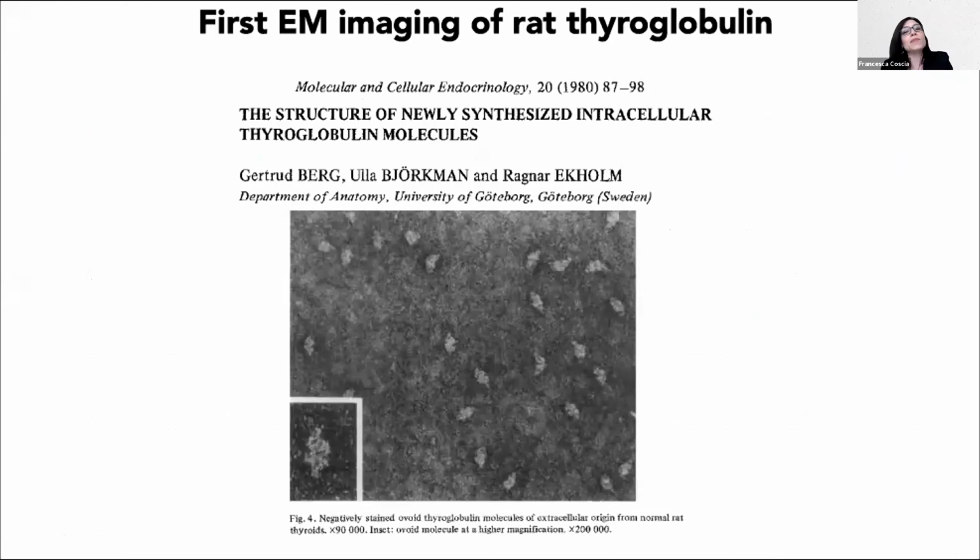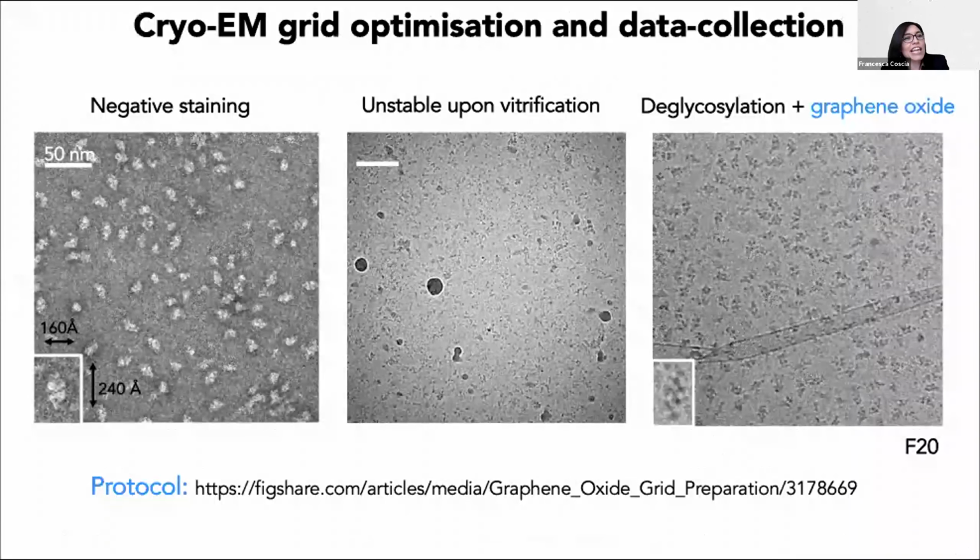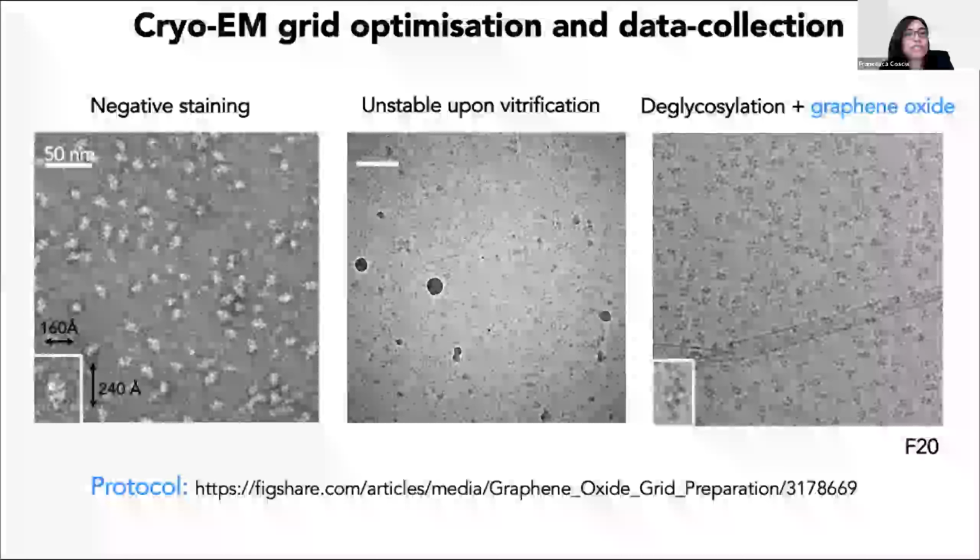So the first EM imaging of thyroglobulin happened in the 80s, and here you can see this beautiful negative staining EM micrograph. So with the human thyroglobulin, this is from rat thyroglobulin, we tried to reproduce this, and it worked straight away for negative staining. But unfortunately, it was really challenging to get good cryo-EM grids for high resolution data collection.